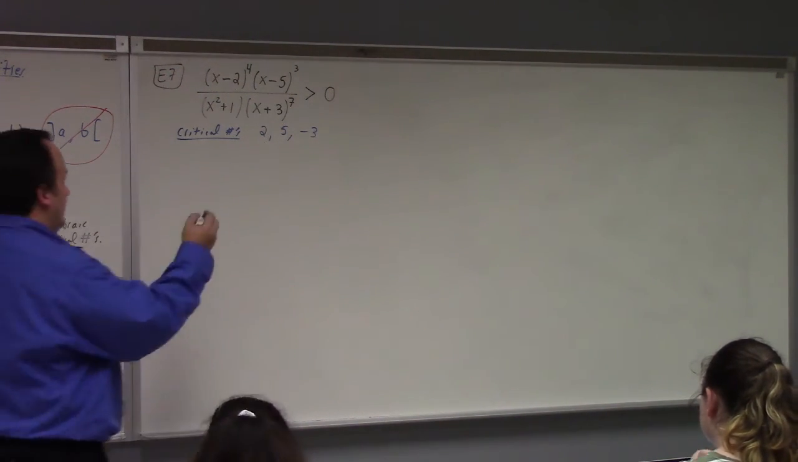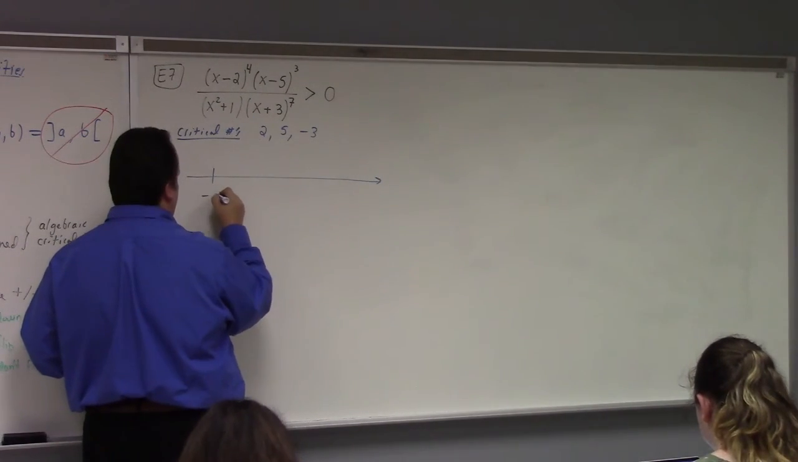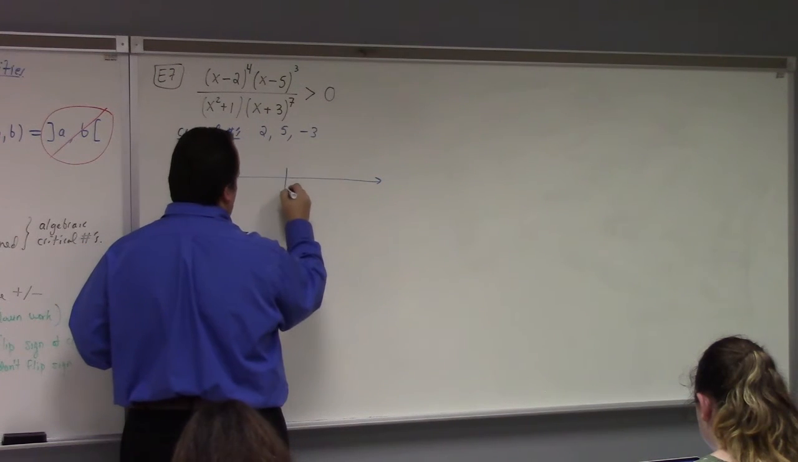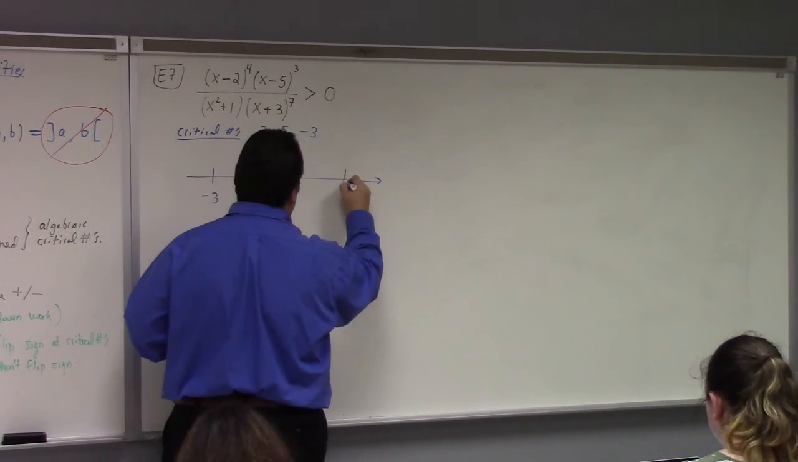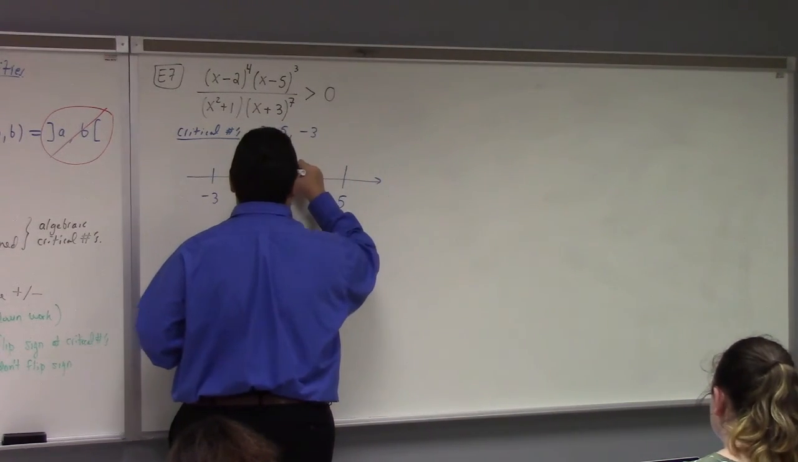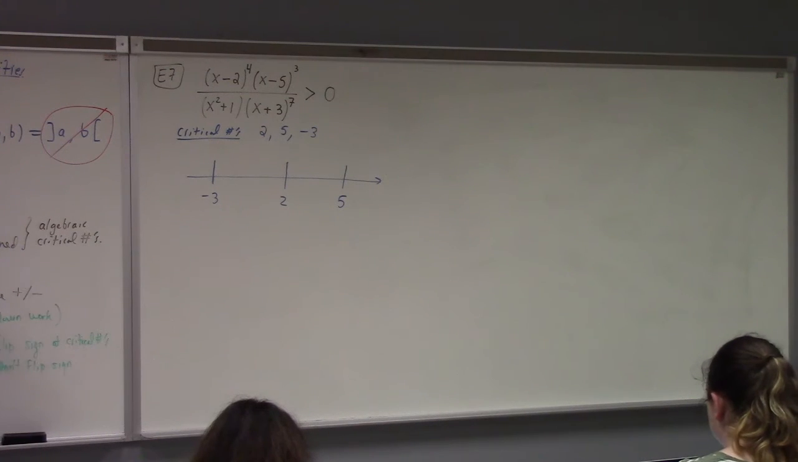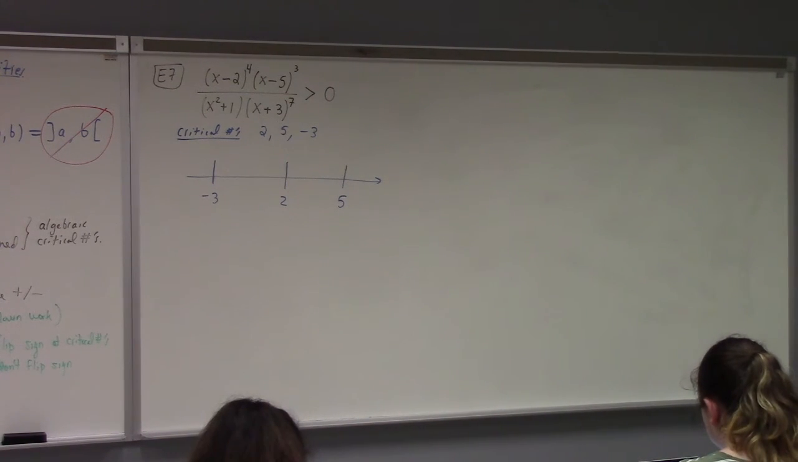So I make my number line like so. Put my minus 3 here. Now you got to be careful about which order you put the numbers. If you put the numbers in the wrong order, that will mess you up. I've done that. If you do that and you don't realize you've done that, it gets really, really confusing until you finally see it. So the numbers must be put in order, all right?